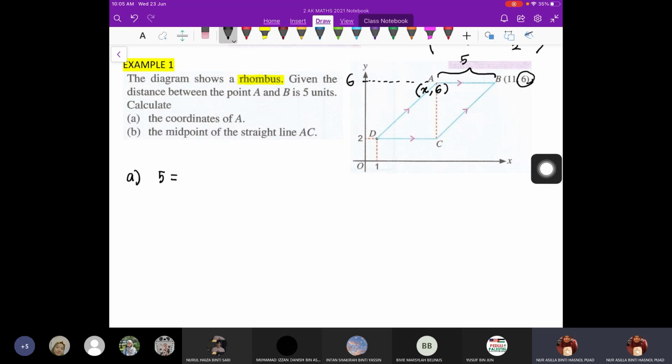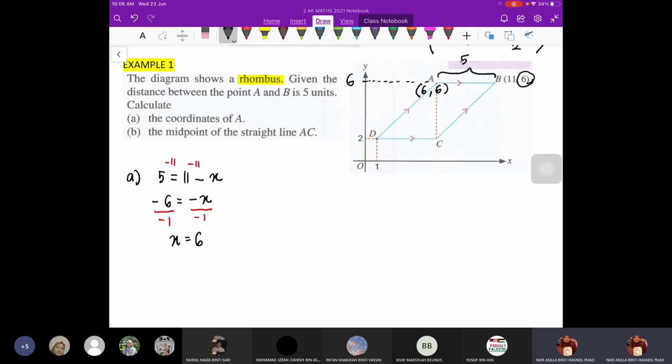Okay, so 11 minus x. And then here, minus 11 minus 11. So you get negative 6 equals to negative x. And then you divide by negative 1. So x will equal to 6. So the coordinate of A will be 6, 6.